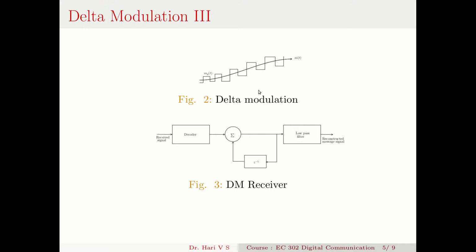As far as the demodulator is concerned, it is very similar to our DPCM system, except that the predictor is replaced by Z inverse. I have the received signal coming here. I have a binary decoder here. This forms a kind of accumulator system, followed by a low pass filter. So this accumulator together with the decoder and low pass filter makes a delta demodulator.